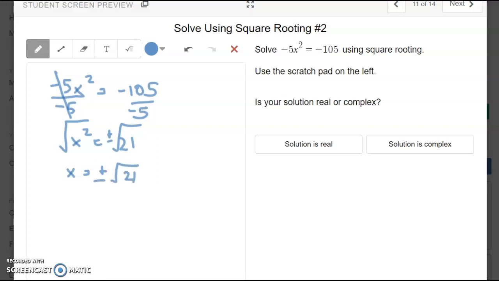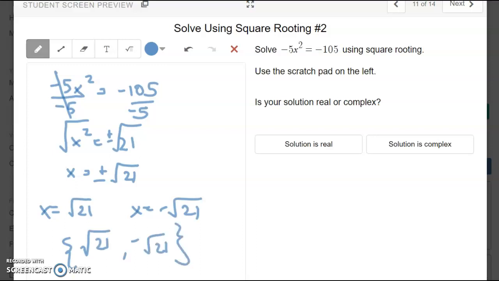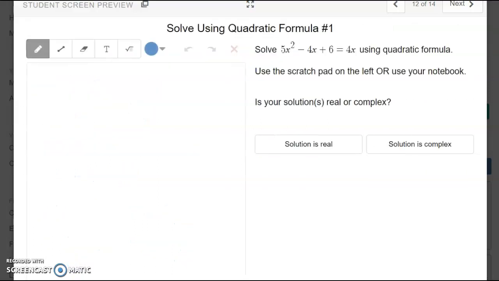You can write it as it is, or you can write x is equal to positive root 21, or x is equal to negative root 21. Alternatively, you could also write root 21, comma, negative root 21 as well. In this case, the solutions do not have any imaginary part, so this is not a complex solution. This is a real solution.